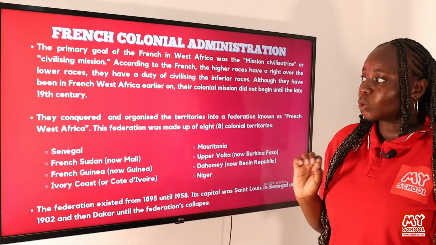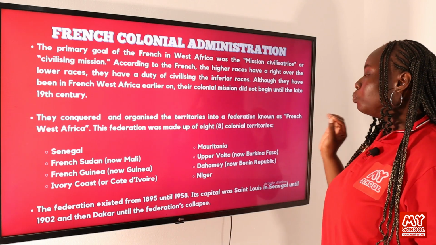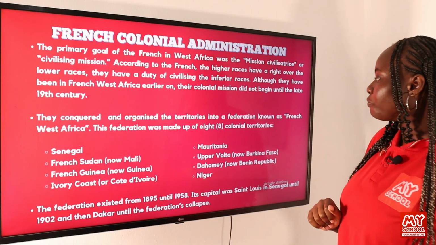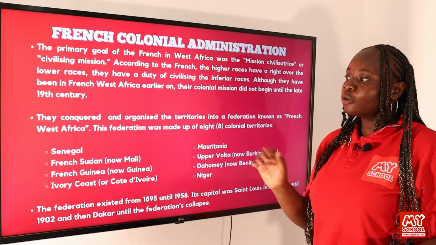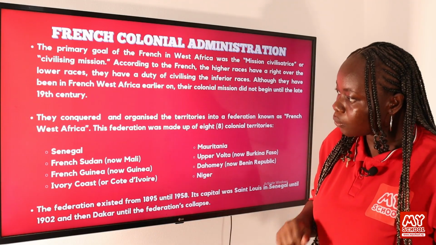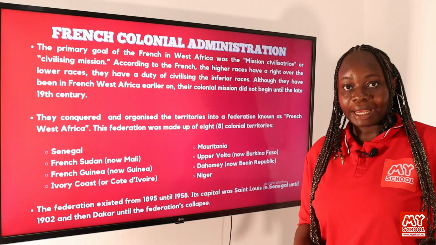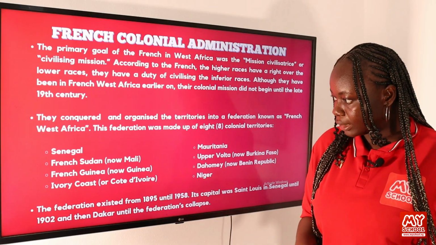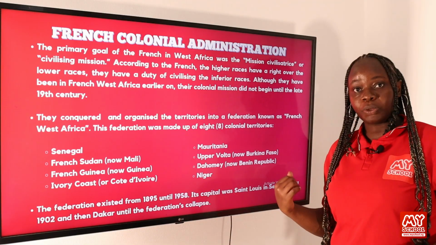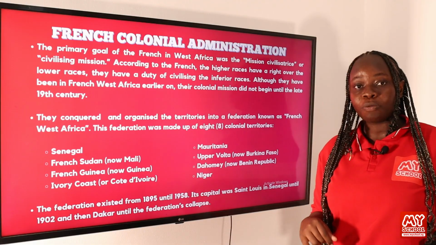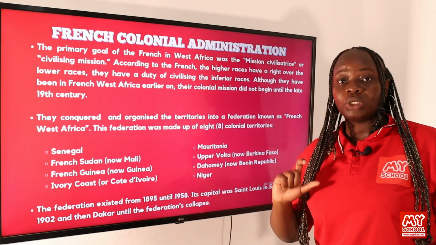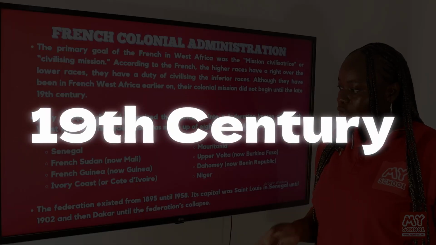Although they have been in French West Africa earlier on, their colonial mission did not begin until the late 19th century. They conquered and organized the territories into a federation known as French West Africa. So French West Africa was made up of 8 colonial territories, which included Senegal, French Sudan, which is now known as Mali, French Guinea, which is now known as Guinea, Ivory Coast or Côte d'Ivoire, Mauritania, Upper Volta, which is now known as Burkina Faso, Dahomey, which is now Benin Republic, and Niger.